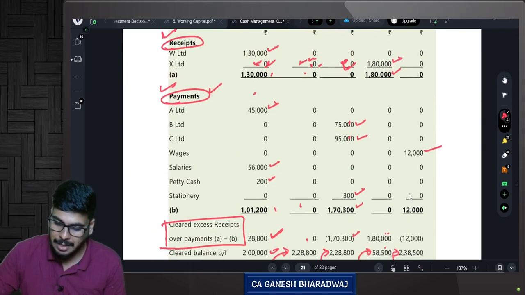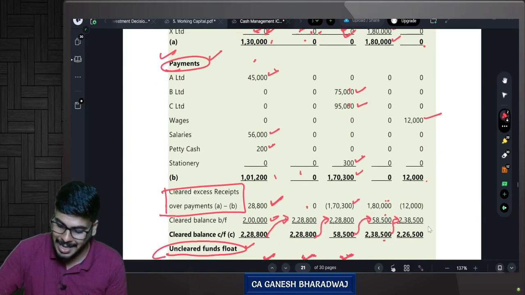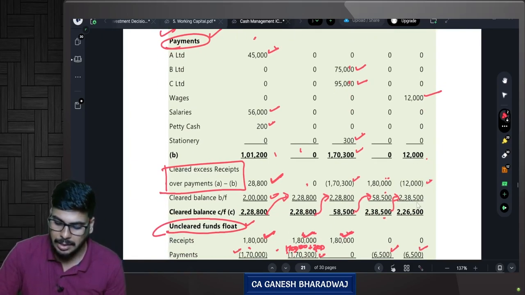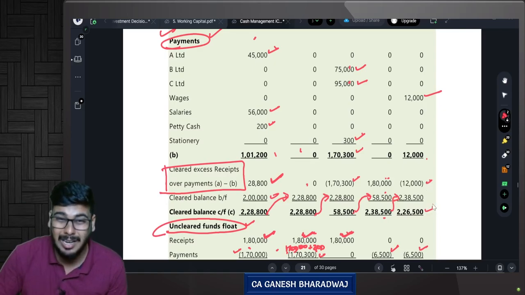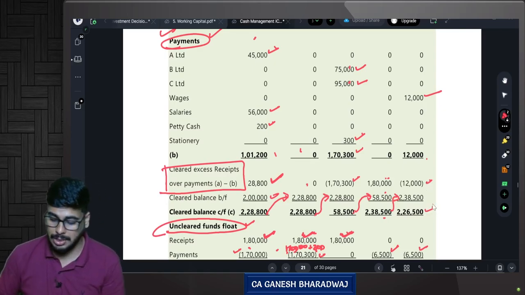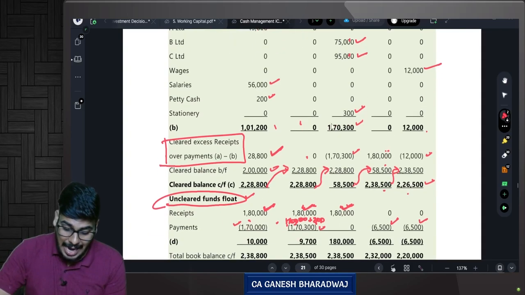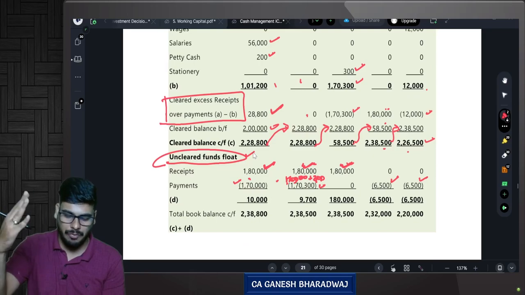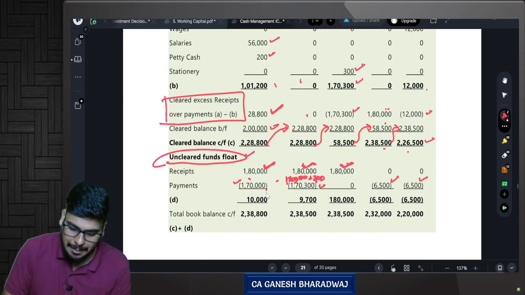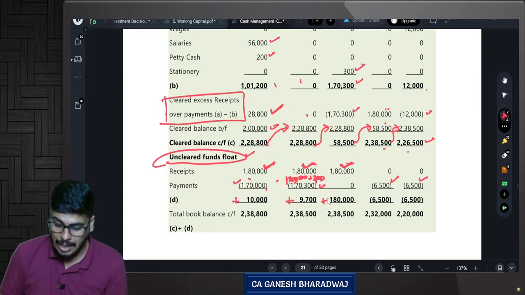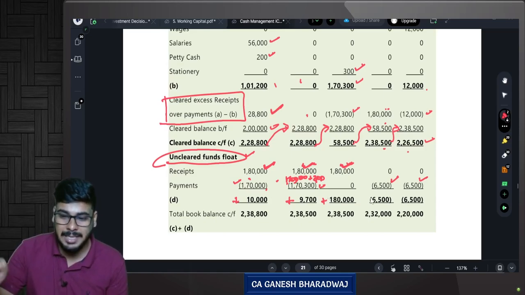So now for the last day, if you see, no receipts but only payment. So minus 12,000 is the amount that has gone outside the bank account. So 2,38,500 minus 12,000. So the cleared fund balance as on 11th August, the last day, is going to be 2,26,500. Are you clear with this? And then the uncleared float also, we are actually tracking here, 180 minus 170. So on the first day, you have 10,000 rupees of uncleared float. Second day, 9,700. The third day, 1,80,000. On the fourth day, minus 6,500.